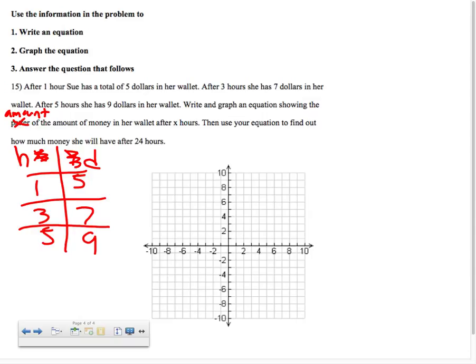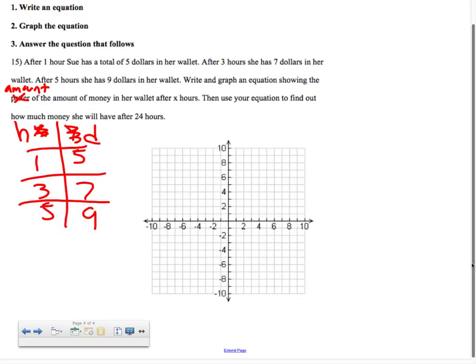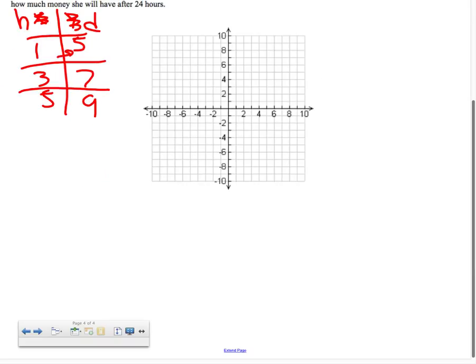Okay. Now we need to figure out an equation from this graph, or from this table rather. Well, let's look here. 1 to 5, 3 to 7, 5 to 9. What's happening each time? Well, if we look carefully here, we can see that it's actually an addition problem. 1 plus 4 is 5. 3 plus 4 is 7. 5 plus 4 is 9. So my equation is the dollar amount is equal to the hours plus 4. That's what this equation is showing me, is the hours plus 4 gives me the amount of dollars the person has.